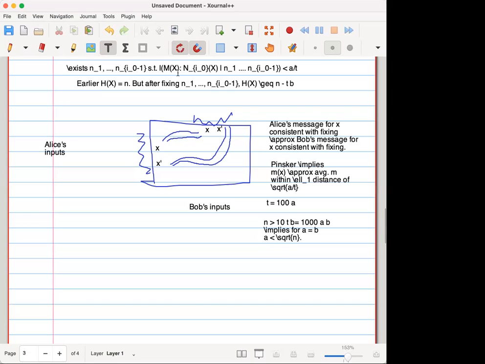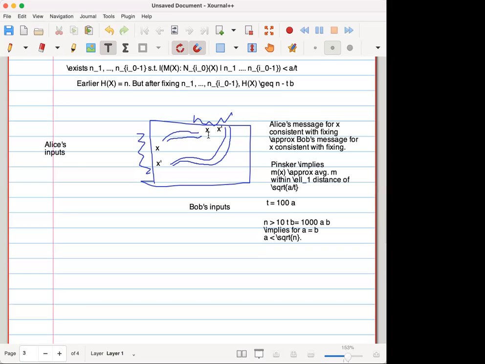So message of Alice for a typical X from this set is almost independent of X. That is what it means, saying that the mutual information is small. Or a little more precisely, the message that Alice sends for little X is very close to the average message that Alice would send when I'm averaging over all X from this set. So Alice's message is almost independent of X. That means the message that she sends for X and X prime are almost the same. Similarly, the message that Bob sends for X and X prime are almost the same.